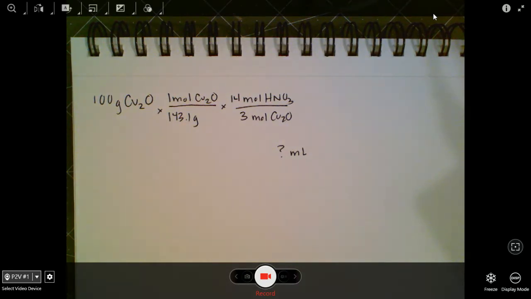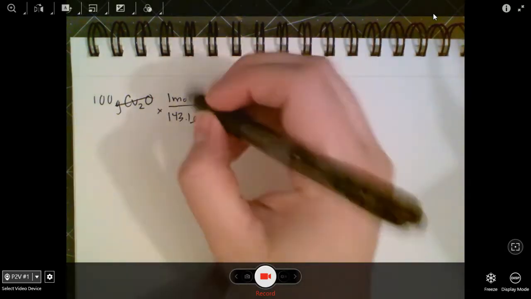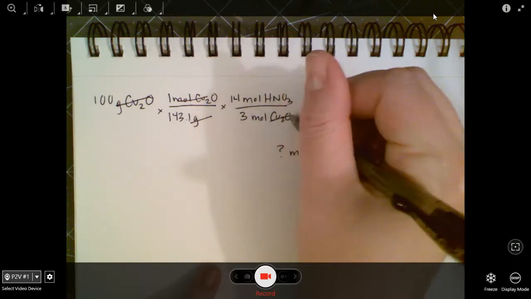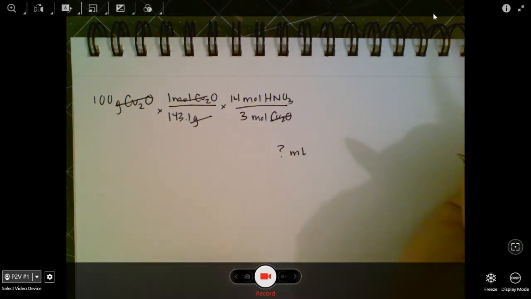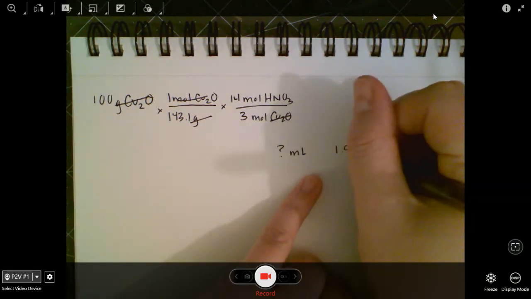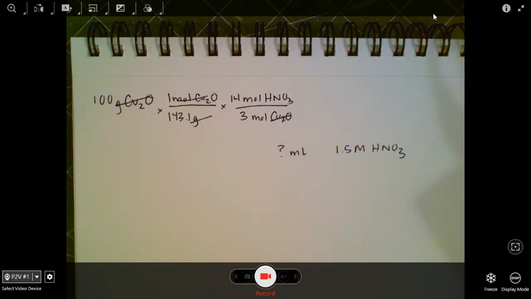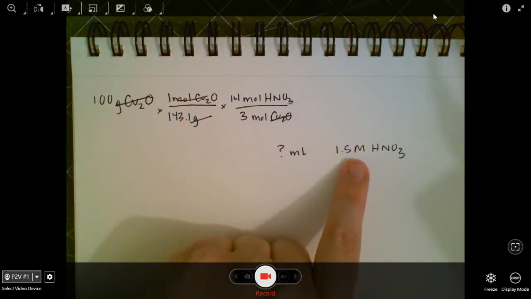So if you think about where our units are right now, grams and grams are canceled out. Moles of copper oxide and copper oxide are canceled out, and we are currently in moles of HNO3. We have not used our molarity, the 1.5 molar HNO3, yet. And so what we need to think about is what this M means.